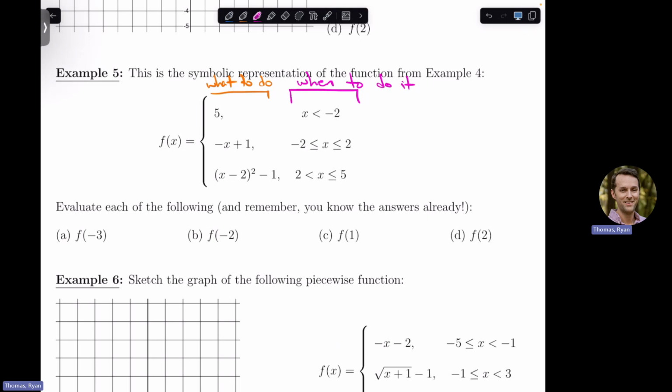F of -3. What do we do? Big picture, what I'm doing is plugging in -3. The new thing is that first I decide, well, which of these three things am I going to plug it in? So where does -3 fit? -3 is smaller than -2, so it fits into that first line, that first slot. So what's f of -3 then? 5.